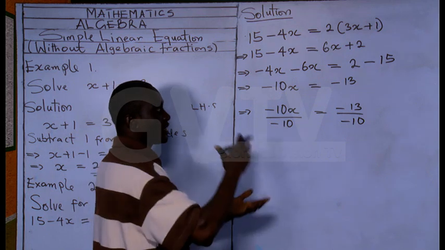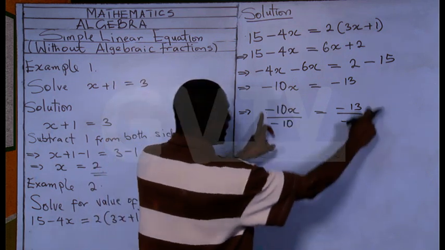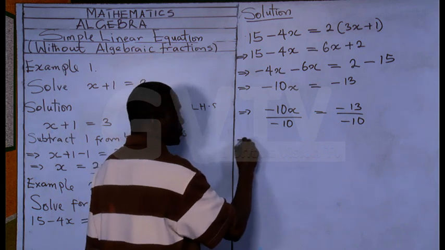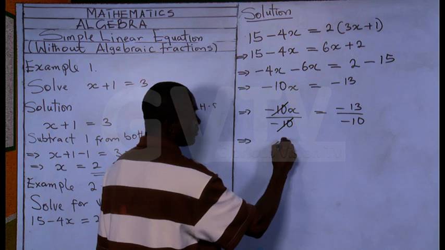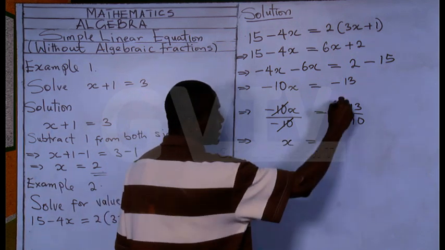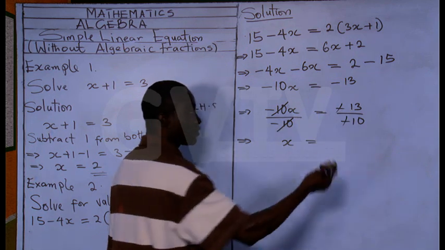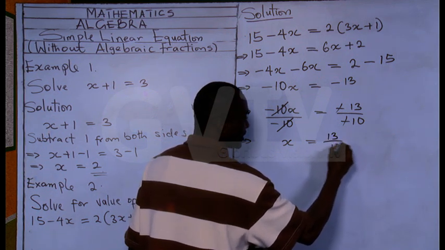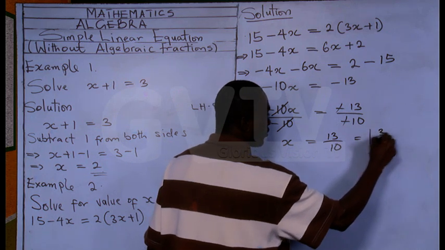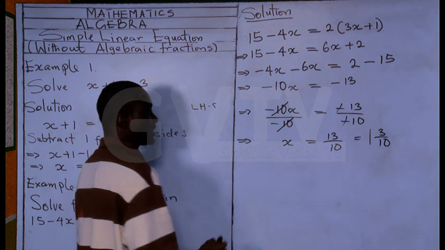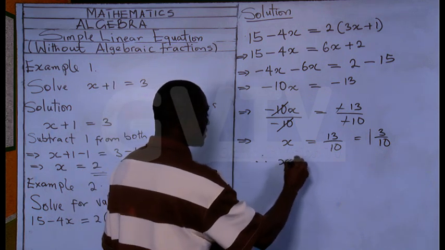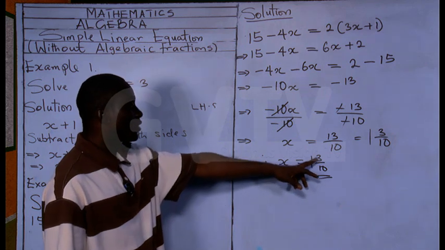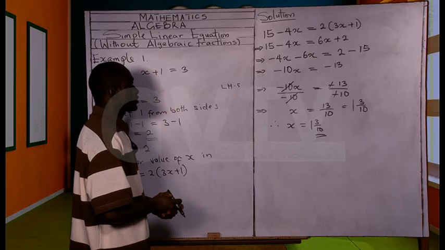Okay, this is what we call the balancing method. What I applied there is balancing. What I did there is collection of like terms. Now with this minus 10, we cancel this minus 10, we'll be left with x equals, this negative sign, we cancel this negative sign, we have plus. So we'll be left with 13 over 10, which is one whole number 3 over 10. Okay, so that is that. So x equals 1 whole number 3 over 10. So the value for x is 1 whole number 3 over 10. Okay, so that is that.